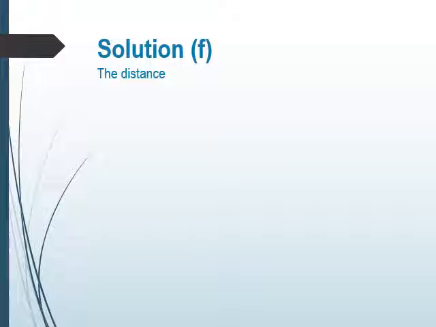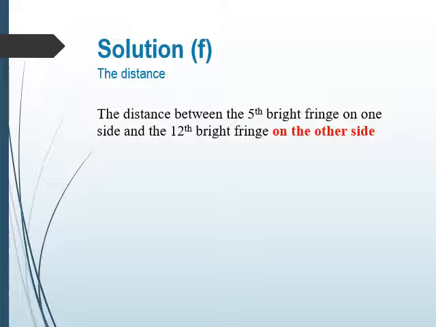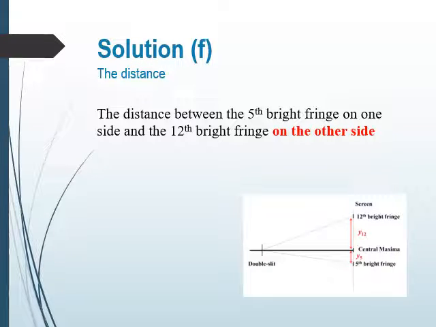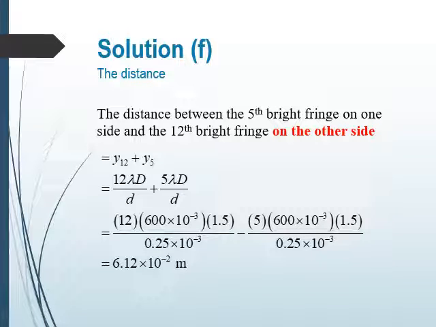Question F, which is the last question in Question 2, asks you to determine the distance between the 5th bright fringe on one side and the 12th bright fringe on the other side. Once again, let's have a look at the diagram. Given the 5th bright fringe and the 12th bright fringe, they are located in opposite directions. Therefore, the distance between them is equal to y12 plus y5. So just apply the equations, y12 plus y5. You will then get 6.12 times 10 to the power of negative 2 meter.